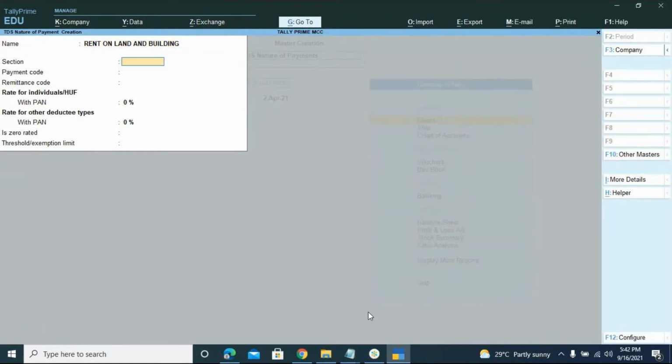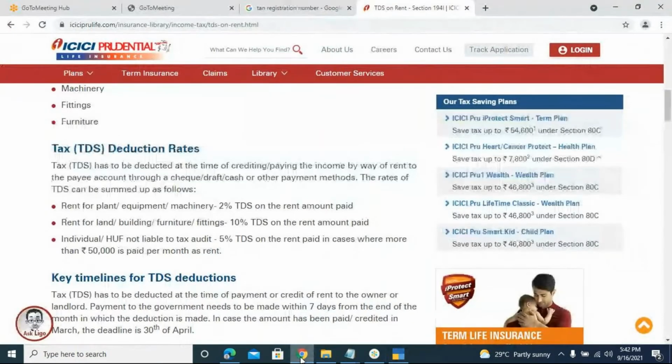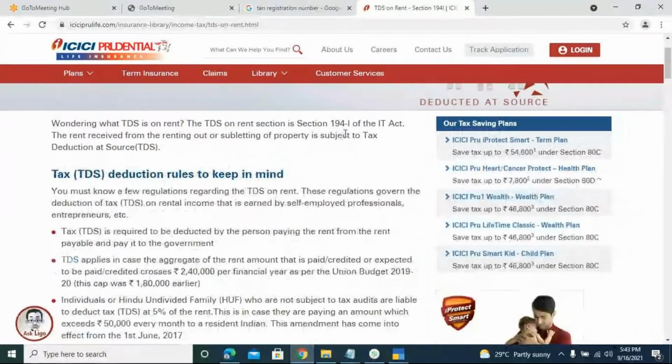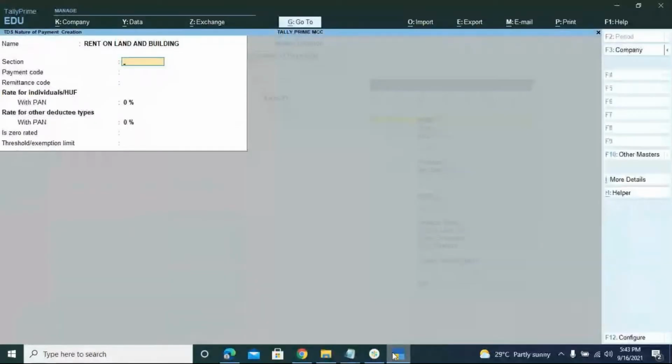Now, what is the section applicable for this? Can you see here? It is 194I. So you can give the section as 194I. Now, payment code and remittance code, of course, it is indicated in the challan itself, the income tax challan. That code has to be given here. So as of now, you can just press enter, because we need to have the tax challans here. So you can just press enter on the same.